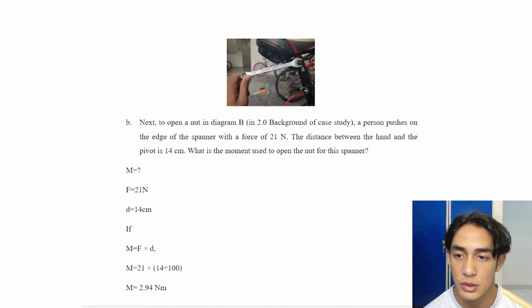From the information given, we got the force, which is 21 Newton, and the distance, which is 14 centimeter, but we convert it into meter, and the question asks to calculate the moment. From the formula M equals force times distance, we can replace the values from the information given into the formula. So we got M equals 21 times 14 over 100. We calculate and we got M equals 2.94 Newton meter.